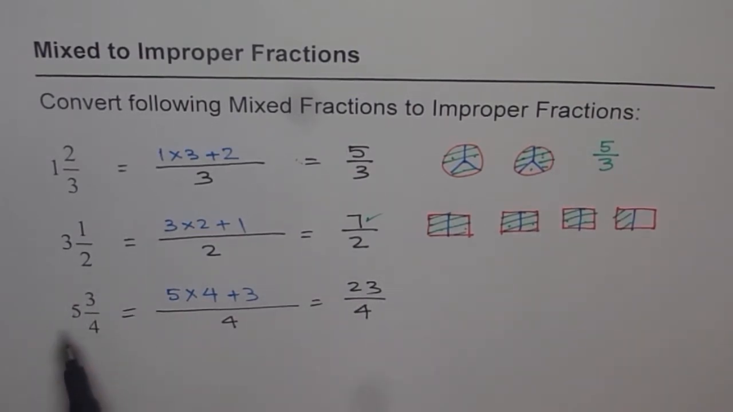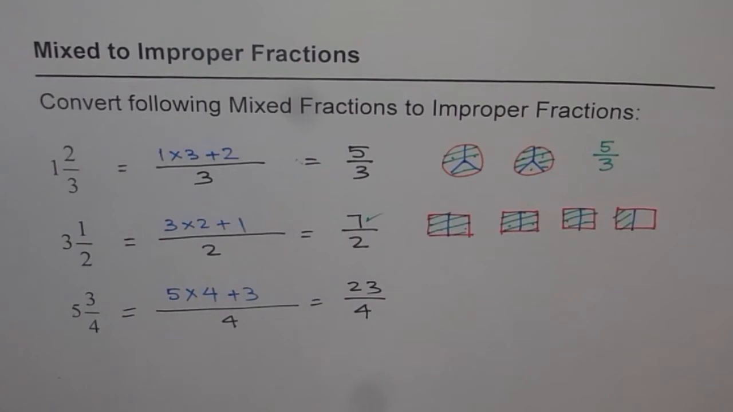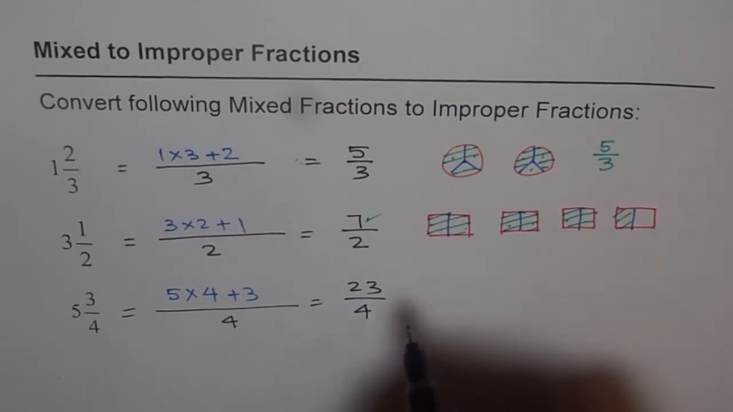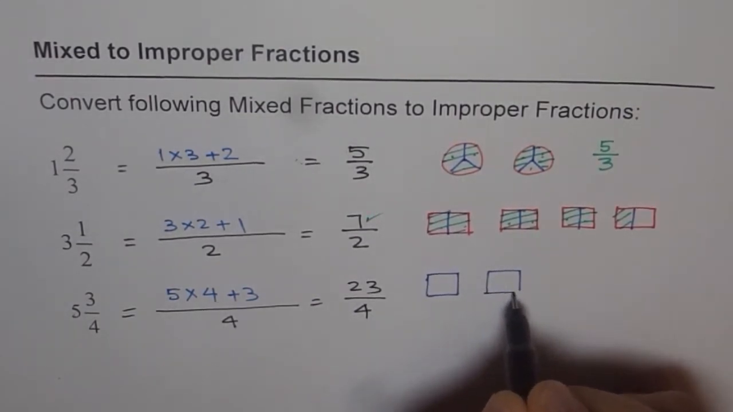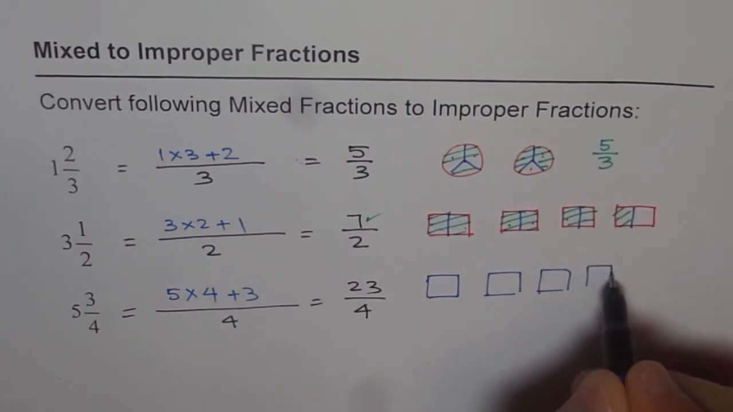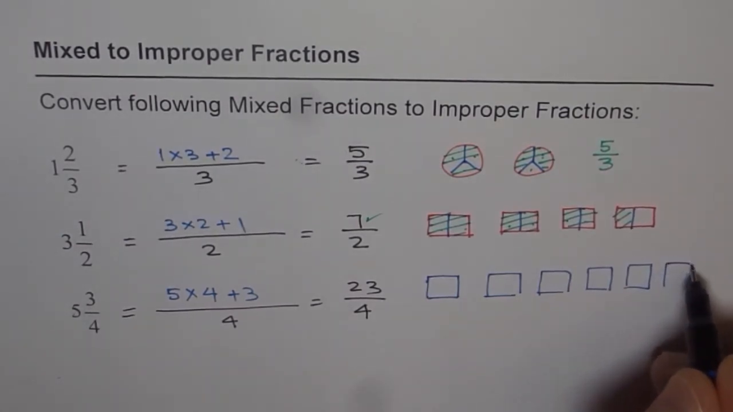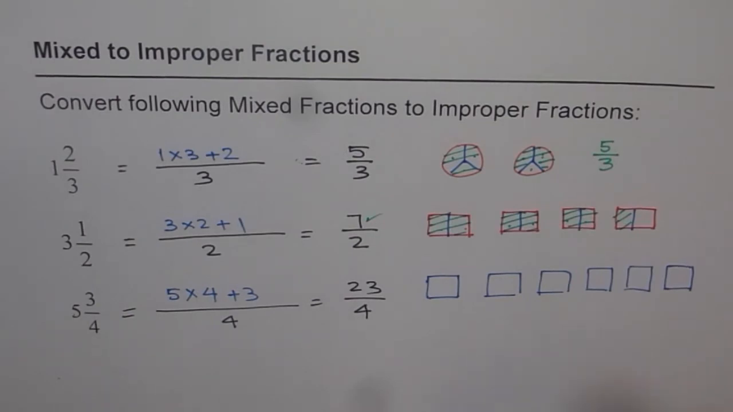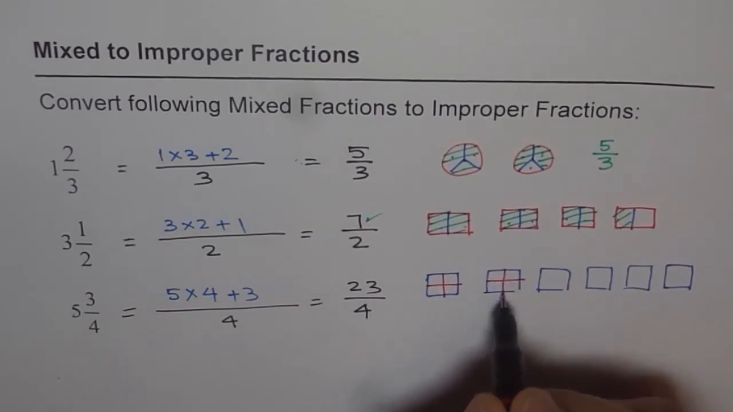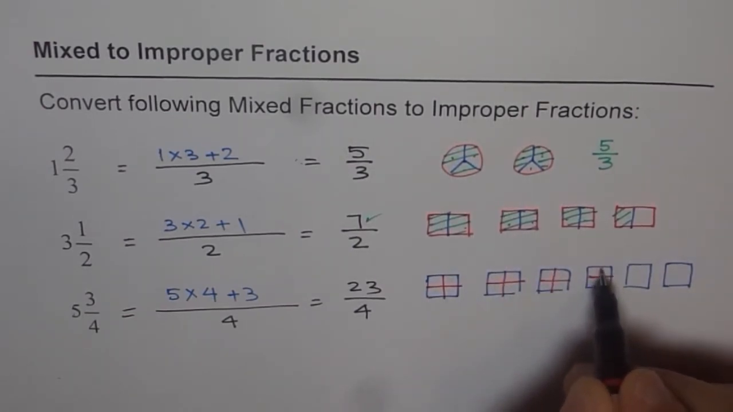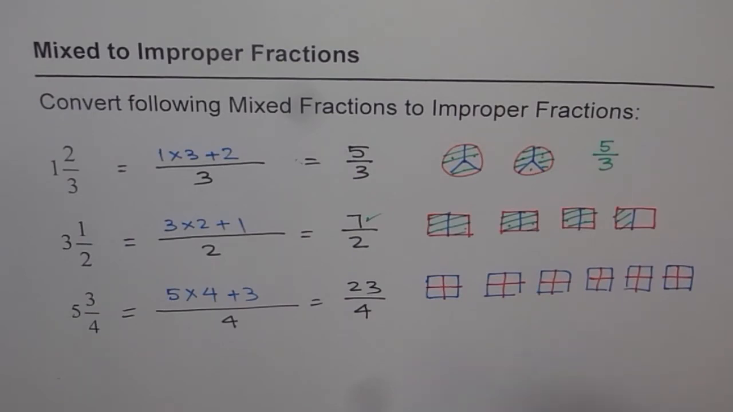Okay, this time 5 and 3 by 4. Let me draw 5. So which shape do you want? Any shape. Let's make a square this time. Square is kind of difficult. Anyway, let's say this is my square. 1, 2, 3, 4, and let us say the 5th one. This is 5 wholes. Now since we have fourths, we have to divide every square into 4 equal parts. Do you see that part? 4 equal parts. So imagine these are my 4 equal parts. 5 wholes means shade the first 5.